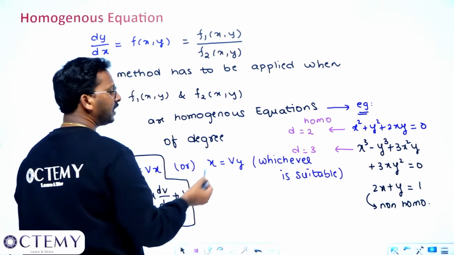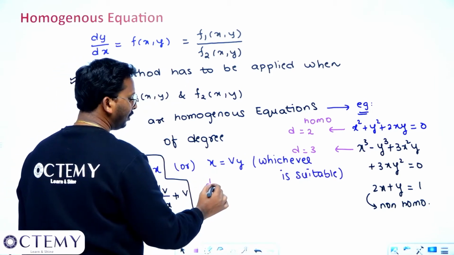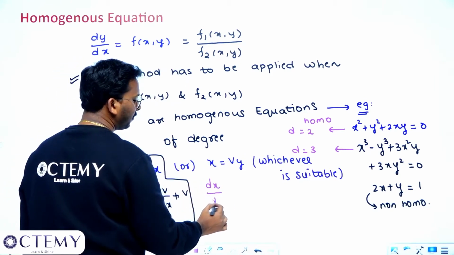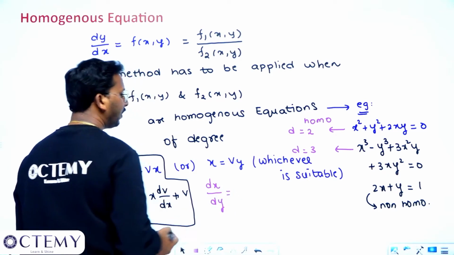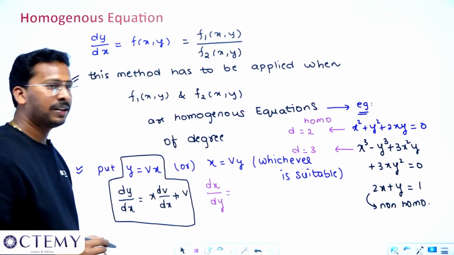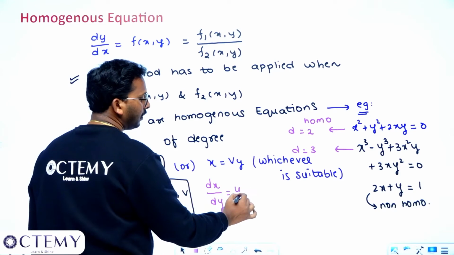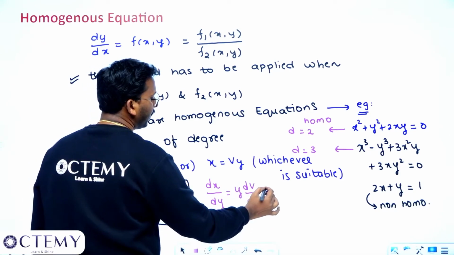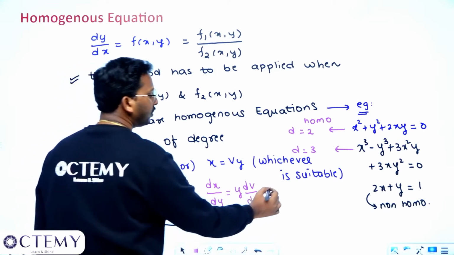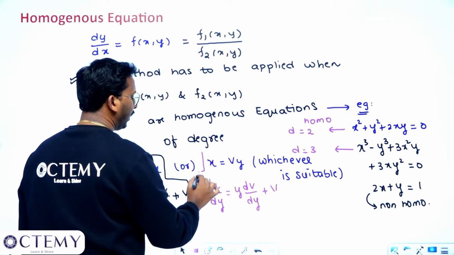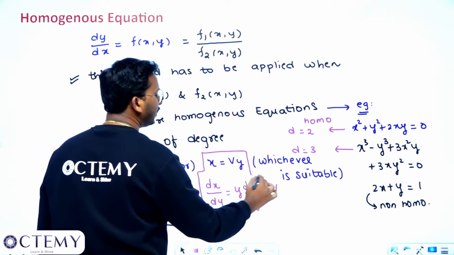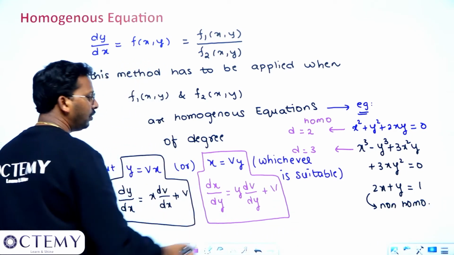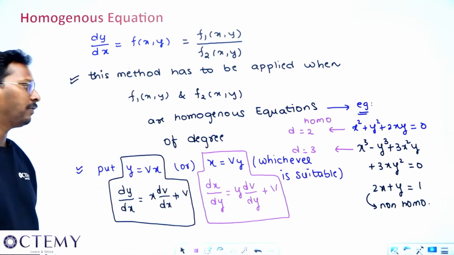If you put x equal to vy, here you can do dx by dy is equal to, first we assume y is constant, so y times dv by dy, plus next I'm assuming v is constant, so v will come here. So either use this or this, then you continue, and you'll definitely get it in variable separable form.